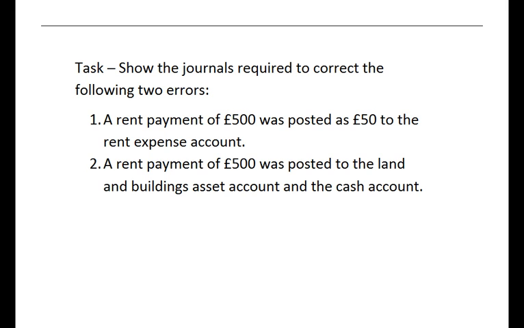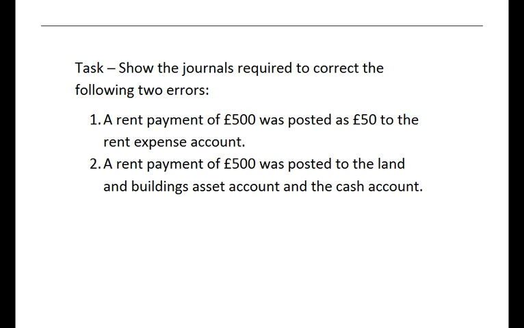It basically comes down to whether the original double entry posted, whether that original wrong double entry balanced or not. If it didn't balance, so if the incorrect double entry didn't balance, then we will require a suspense account entry. If the original incorrect double entry did balance, then we won't.